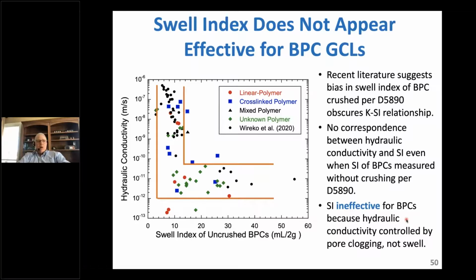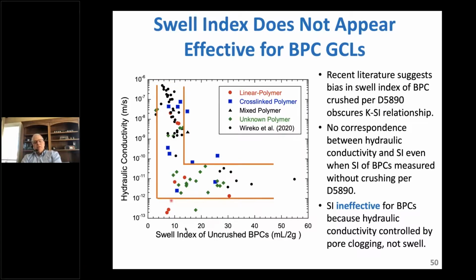We recently went back through all of our experiments in our database and ran the swell index with the method recommended in the recent literature that involves not crushing the material. And we still did not find a relationship between hydraulic conductivity and swell index, regardless of whether we measure swell index using the conventional technique with D5890 or the uncrushed technique that's in some of the more recent literature. We just don't see a relationship between hydraulic conductivity and swell. And in fact, if the swell index is low, we may have hydraulic conductivities that are extremely low and extremely high. If the swell index is high, we tend to get low conductivities, but it's really this range down in here where there's no swelling and yet we can have very different properties.